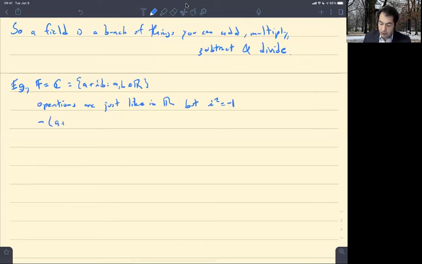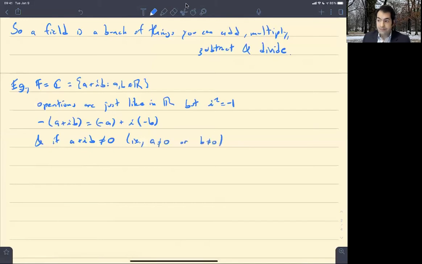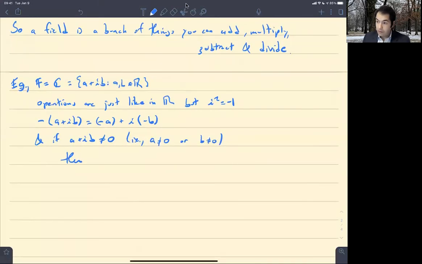So for example, the additive inverse of a plus ib is just the additive inverse of a plus i times the additive inverse of b. And if a plus ib is not 0, and I mean not 0 as a complex number, so I mean a is not 0 or b is not 0 or both, then it has a multiplicative inverse, and the multiplicative inverse is (a minus ib) divided by (a squared plus b squared). Right. So as you know, the complex conjugate of a plus ib is the complex number a minus ib. So you just change the sign in front of the imaginary part. That gives you the complex conjugate, and that shows up right here when you want to write down the multiplicative inverse, for example.